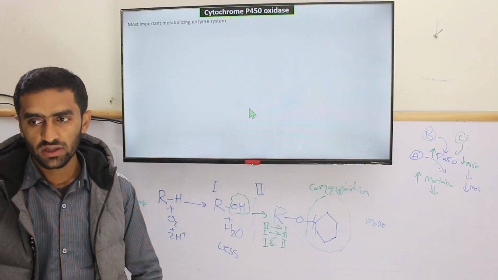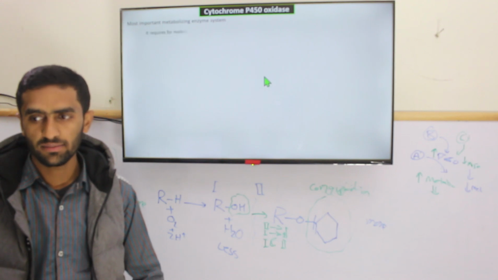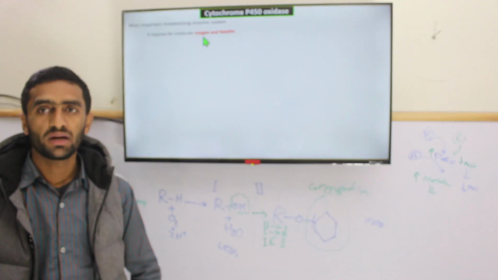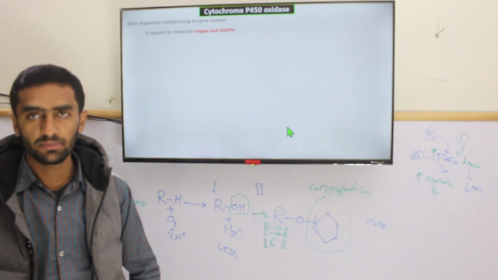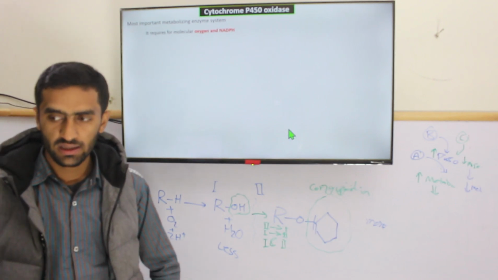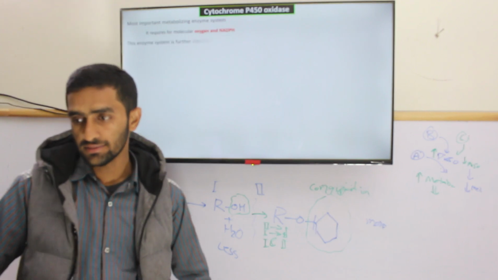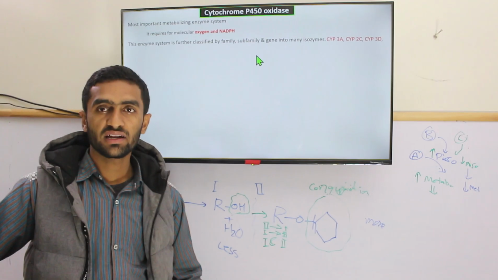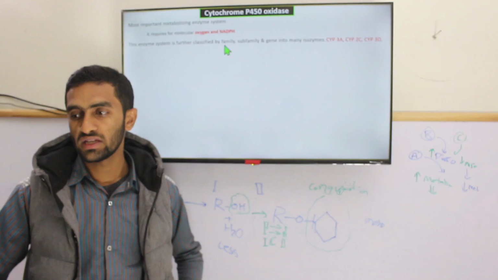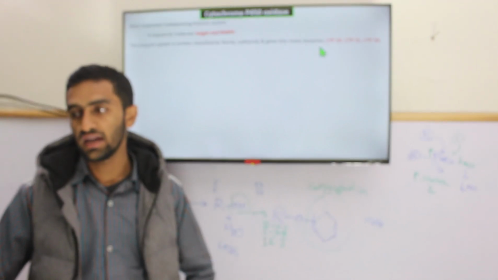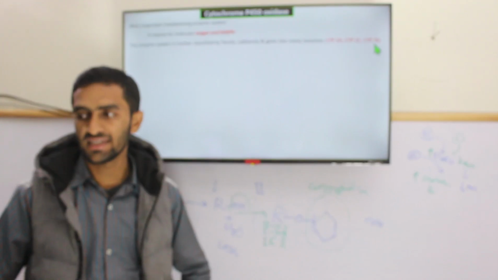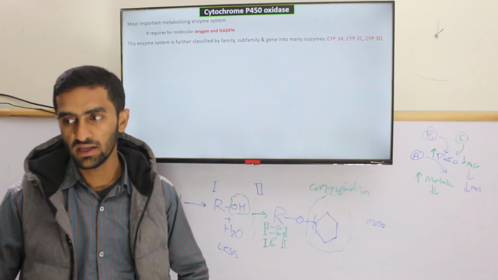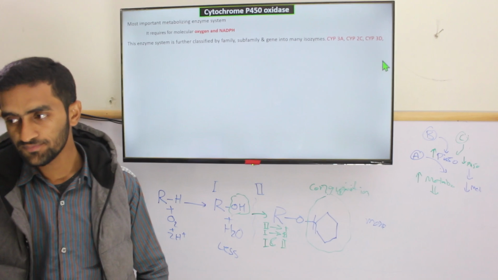These are the most important metabolizing enzymes, and as I mentioned, they require oxygen and NADPH for their action. Because it's biochemistry, if you are interested, I will discuss it. It's a big family, with family, subfamily, and gene. Cytochrome P450 3A, 2C, and 2D are the most important families and subfamilies.